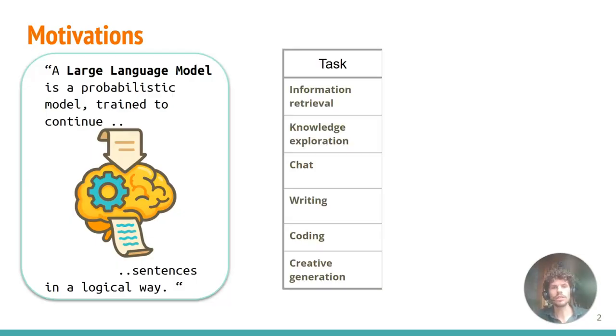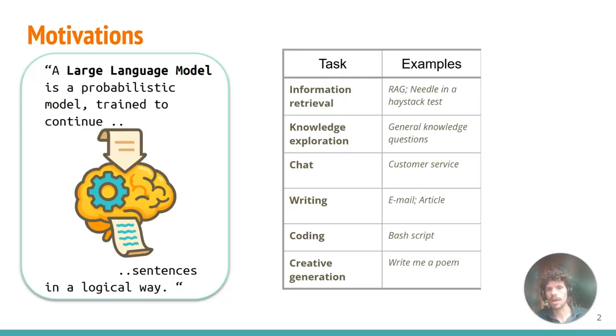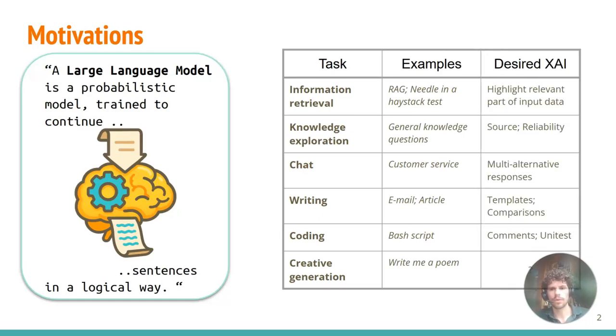And for each one of those tasks, for example, writing an email or getting some general knowledge information, there are different explanations that we would like to have in order to understand why the LLM answered in this way or in this way. For example, we want some source or some reliability about the information we got, or we want to have the template of the email that they used according to the country in which we're writing it.